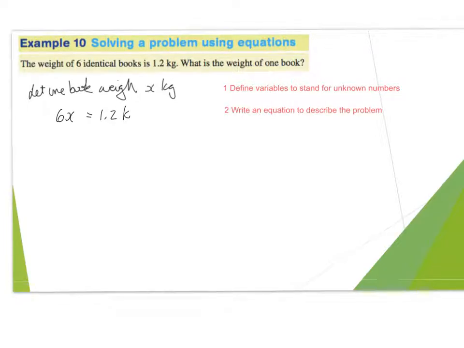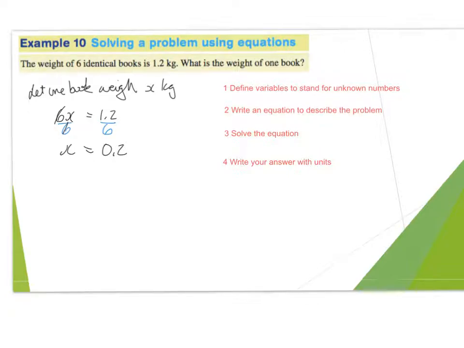Now, I started doing kilograms at the end, but while we are working, I am not going to put the kilograms there, and I'm just going to use it in my final answer. So 6x equals 1.2. Step 3, solve the equation. Now we just have to find the value of x. To do that, I'm going to divide by 6 on the left hand side, I'm going to divide by 6 on the right hand side, and therefore I can say they cancel. So x will equal 1.2 divided by 6. If you can't do it in your head, use a calculator. The answer is 0.2.